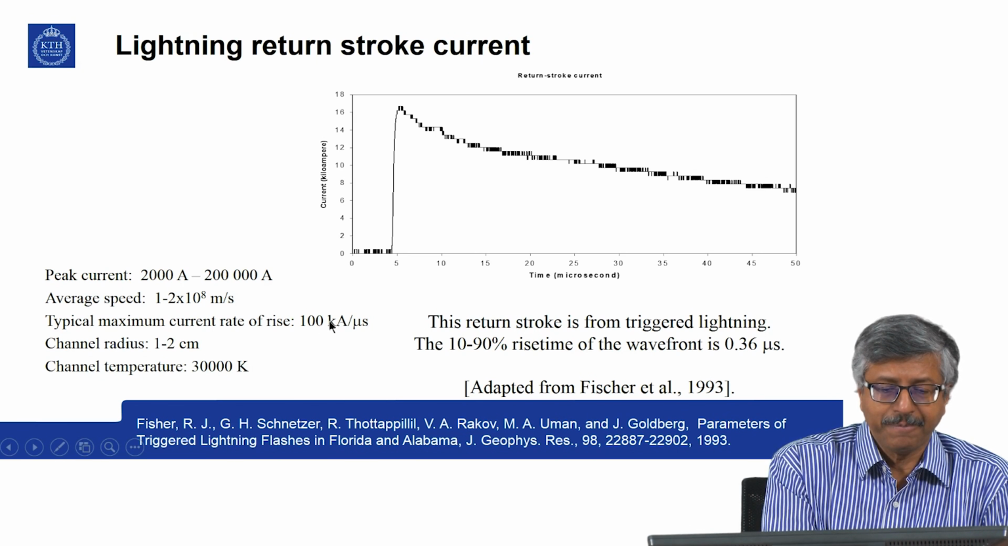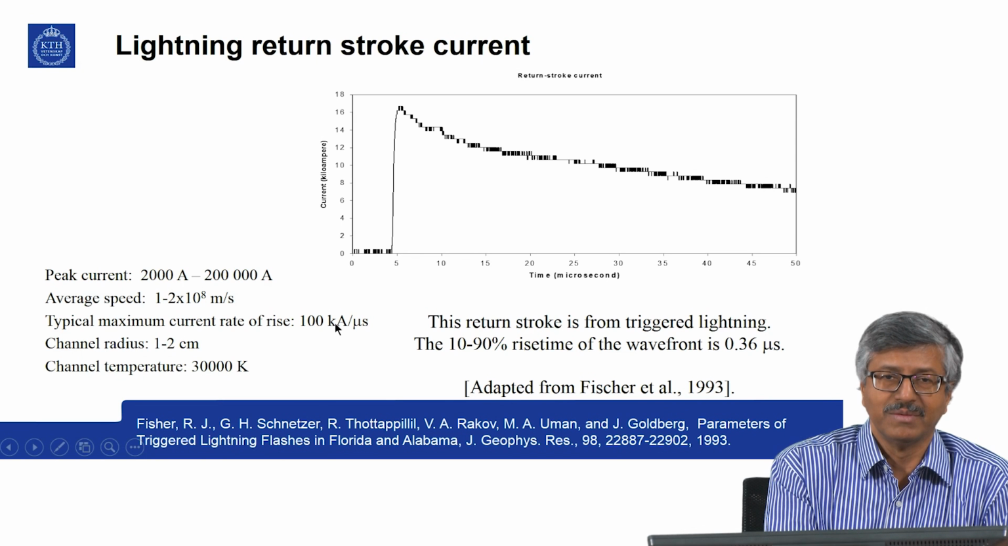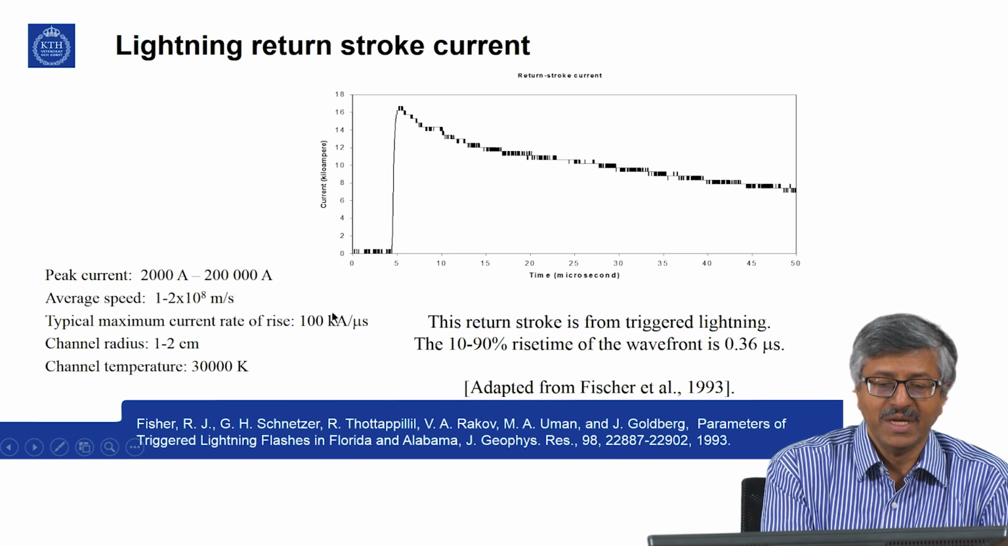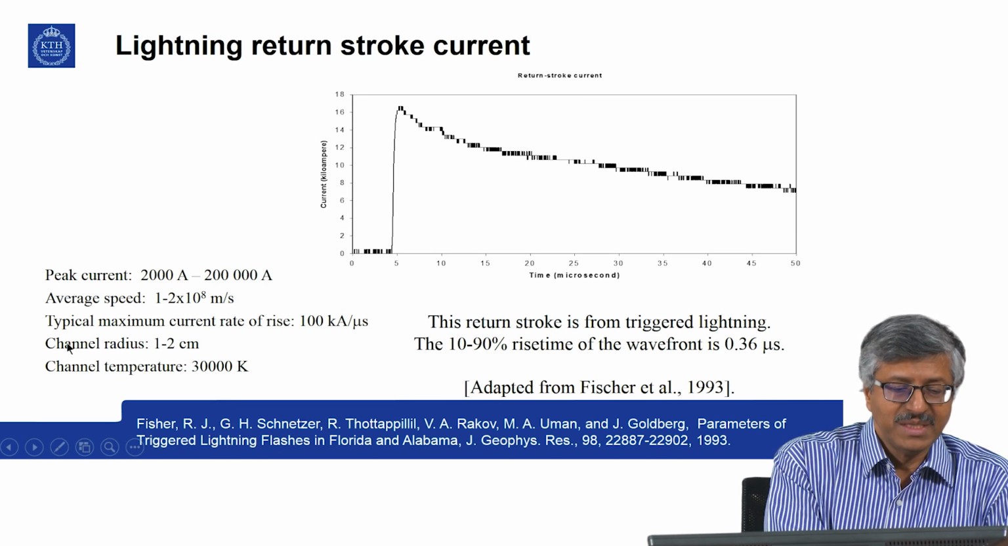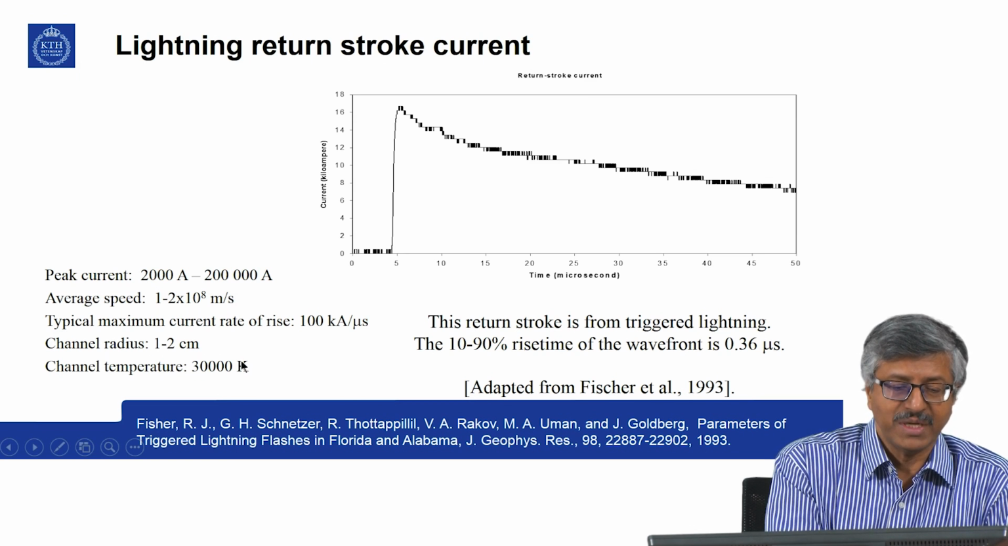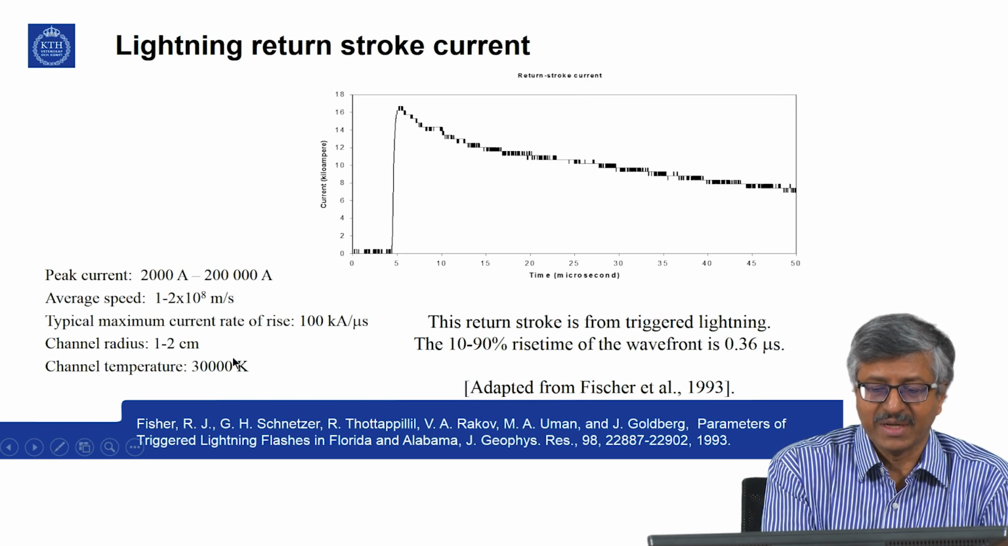And here di by dt, of course you can translate it into induced voltages in relation to inductance. And this is the channel radius and channel temperature. Of course, this is important in terms of melting of the object where lightning is striking.